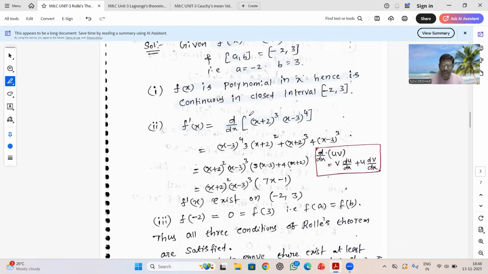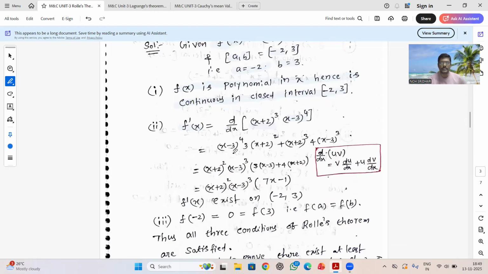There are two functions here. One is (x plus 2) whole cube and the other one is (x minus 3) whole to the power of 4. So we need to apply the uv formula. This is u and this is v. So what is the formula for uv? v into du by dx plus u into dv by dx.